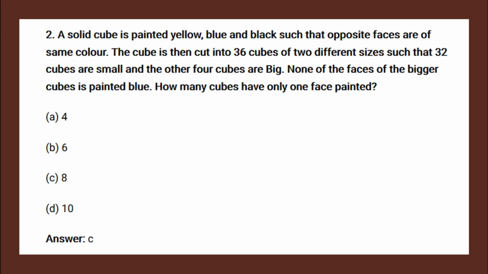Next question, second. A solid cube is painted yellow, blue and black such that opposite faces are of the same color. The cube is then cut into 36 cubes of two different sizes such that 32 cubes are small and the other 4 cubes are big. None of the faces of the bigger cubes is painted blue. How many cubes have only one face painted?